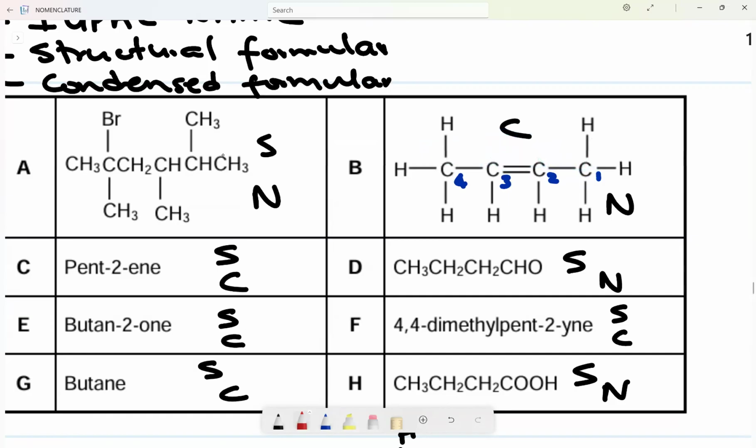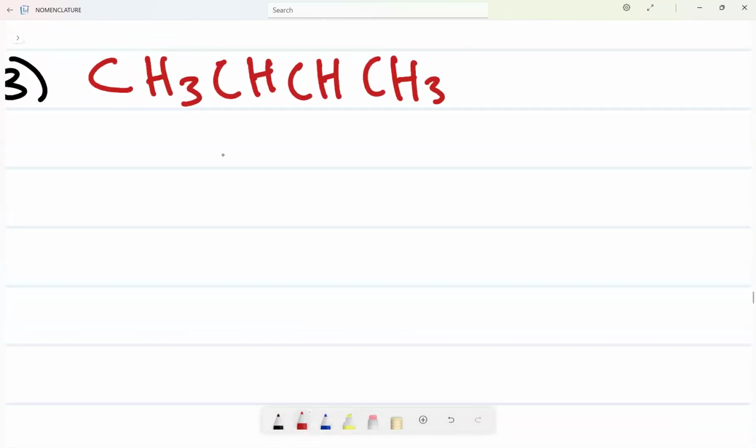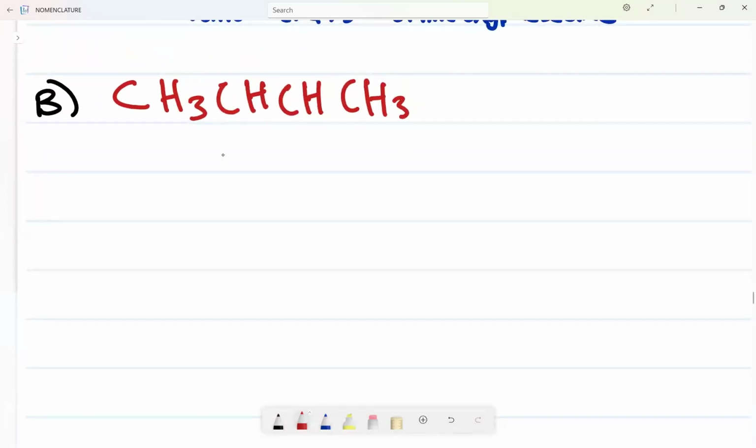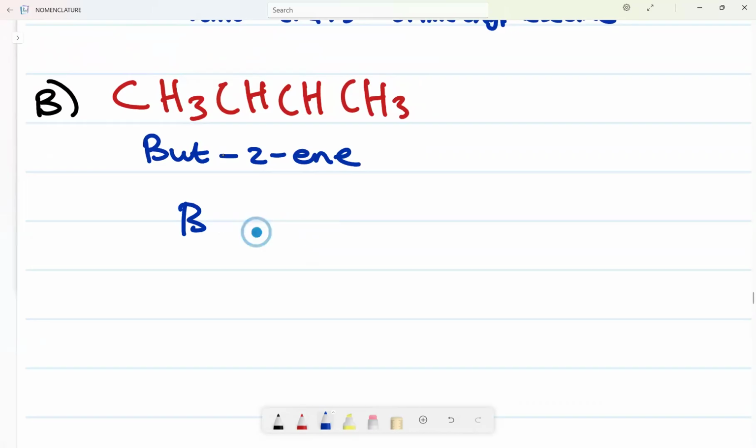So my answer here, the longest chain is 1, 2, 3, 4. It is but, for but. Then I get the functional group on position number 2, and it is ene. So for B, I have but-2-ene. Remember, you start using butane from alcohol going down. So this one is but-2-ene.